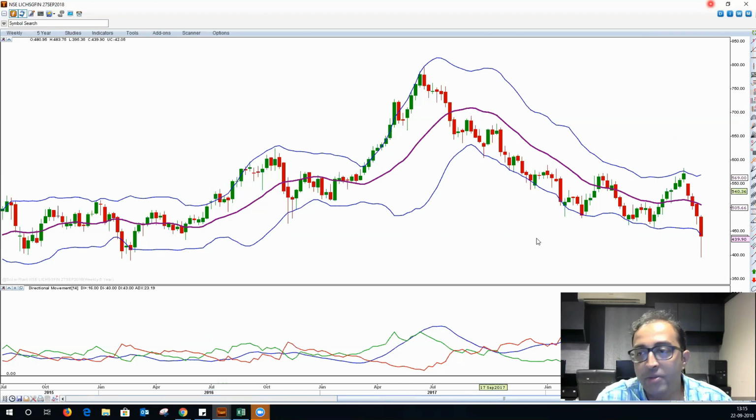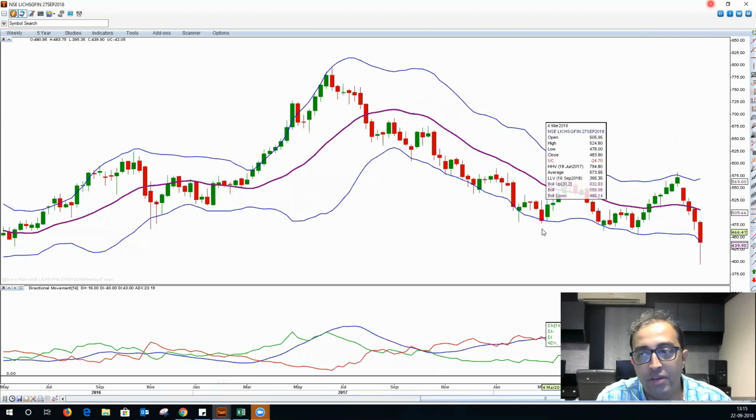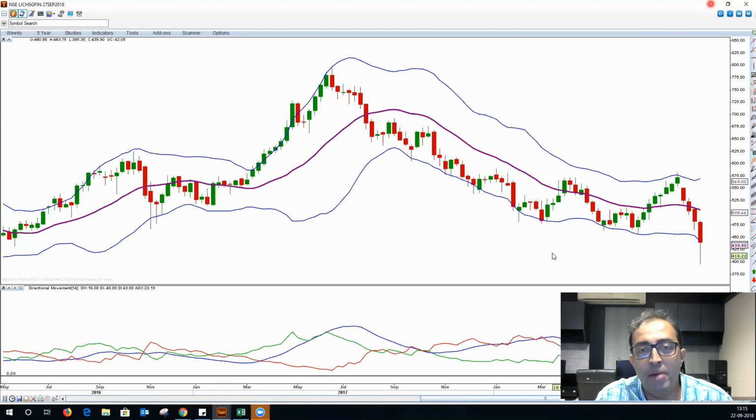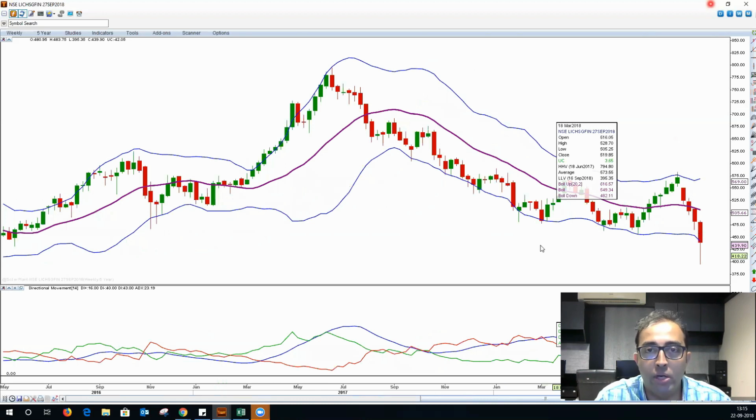So this is again the chart of LIC Housing, on which I have used the concept of Bollinger Band, where I see that the prices are now tagging the Bollinger Band. And Bollinger Band and other concepts are discussed quite a bit in our programs, which you can get to know from our counselors, who will be happy to assist you with the details.